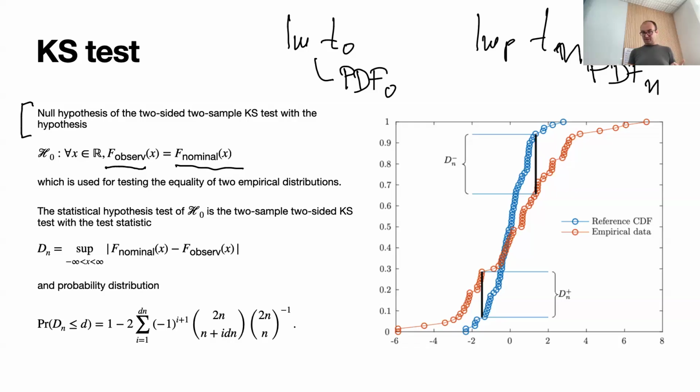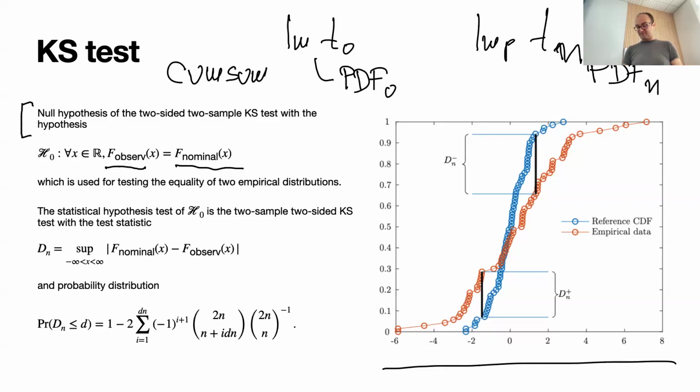How this test works is, you take a cumulative distribution function, so you do a cumulative sum of your samples, and you have a graph like this, and the test tries to find the maximum positive and maximum negative distances between these samples.